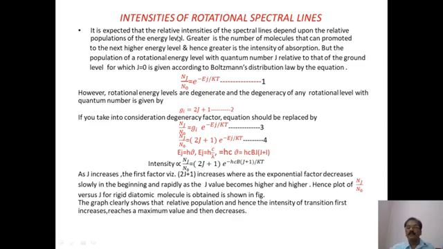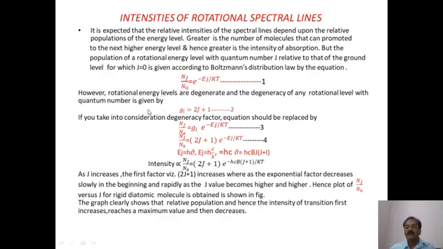Now let us move on to a discussion of the intensity of rotational spectral lines. It is expected that the relative intensity of the spectral lines depends upon the relative population of energy levels. The greater the number of molecules that can be promoted to the next higher energy level, the greater the intensity of absorption. The population of a rotational energy level with quantum number J relative to that of the ground level, for which J is equal to 0, is given by the Boltzmann distribution law by the equation N_J upon N_0 equals e raised to minus E_J upon kT. This N_J upon N_0 is a relative number of molecules at J quantum number to the 0th quantum number, and E_J is the energy of the molecule present in the different states.